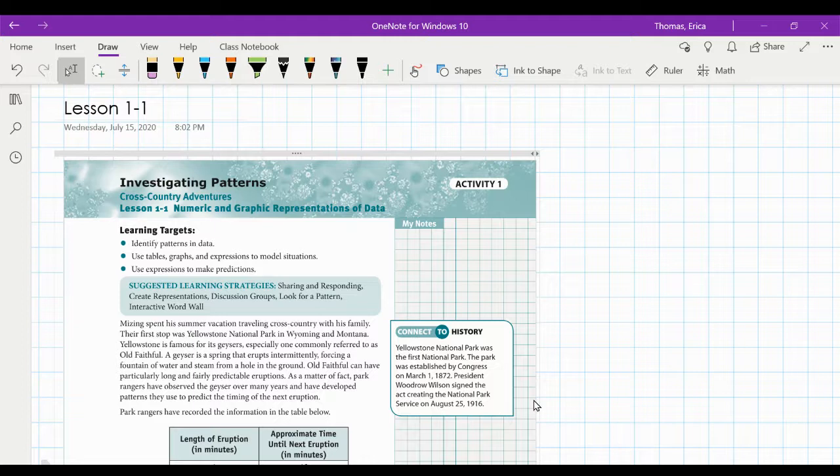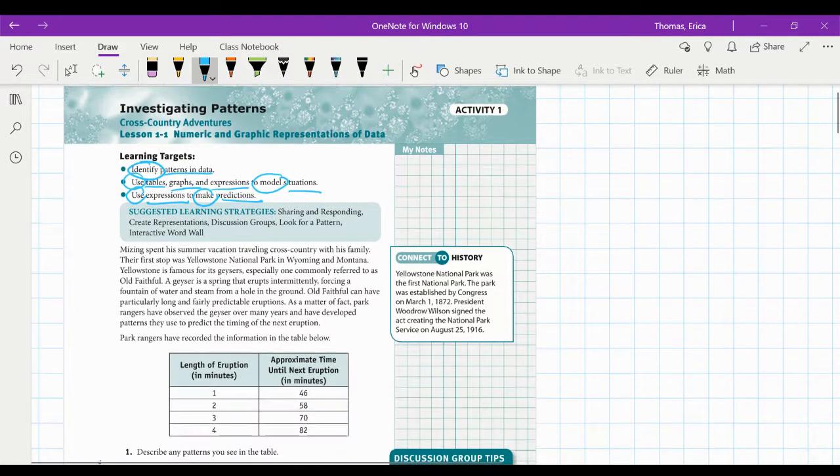Okay, this is lesson 1-1, investigating patterns. Our learning targets are to identify patterns in data, use tables, graphs, and expressions to model situations, and to use expressions to make predictions. So we're going to cover those things in this lesson.